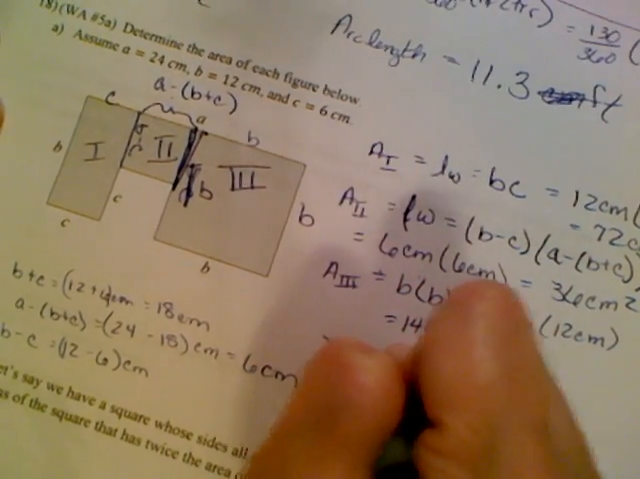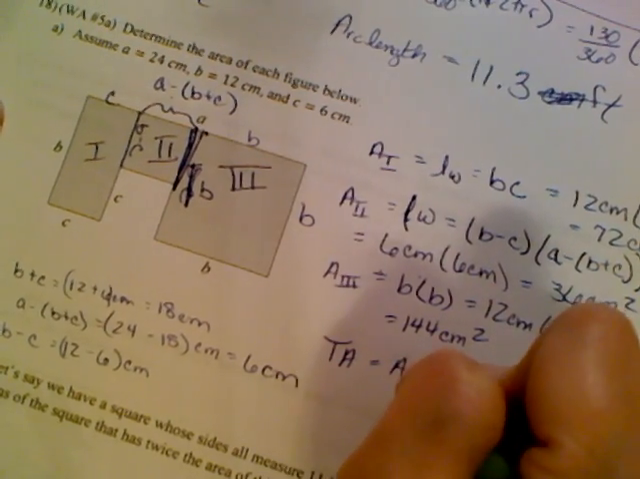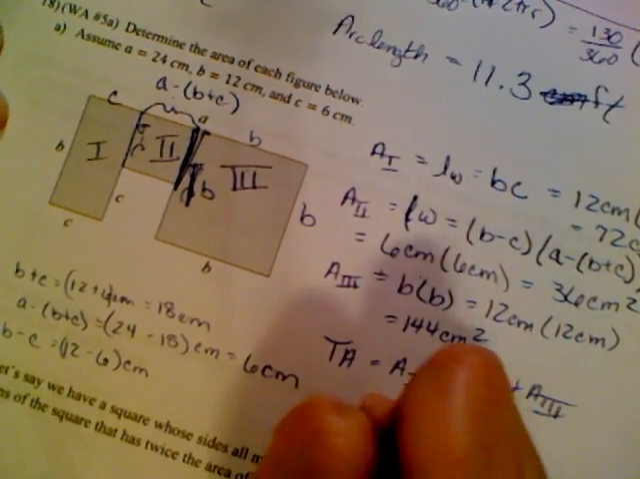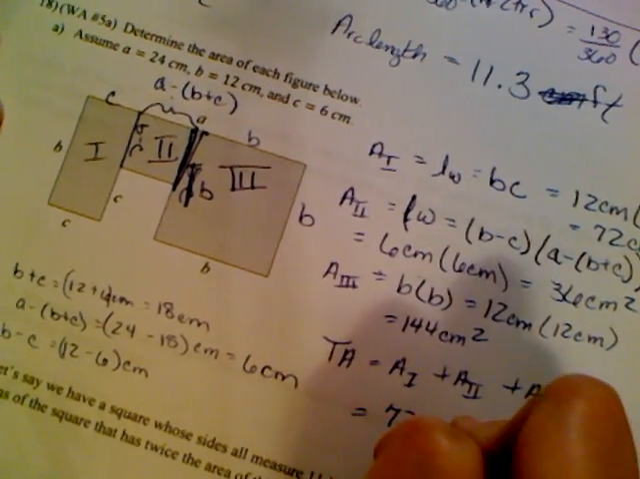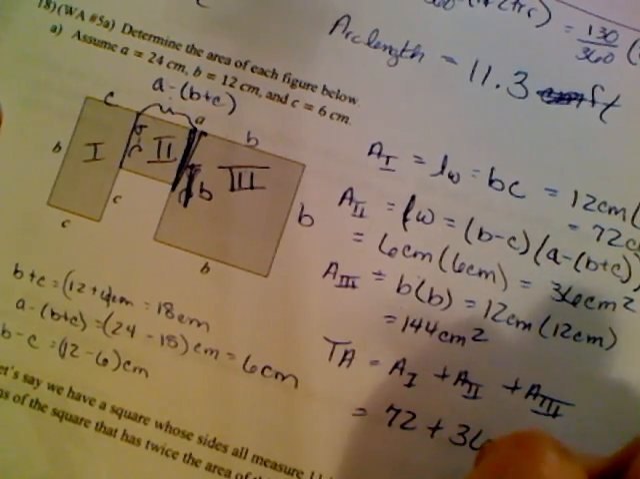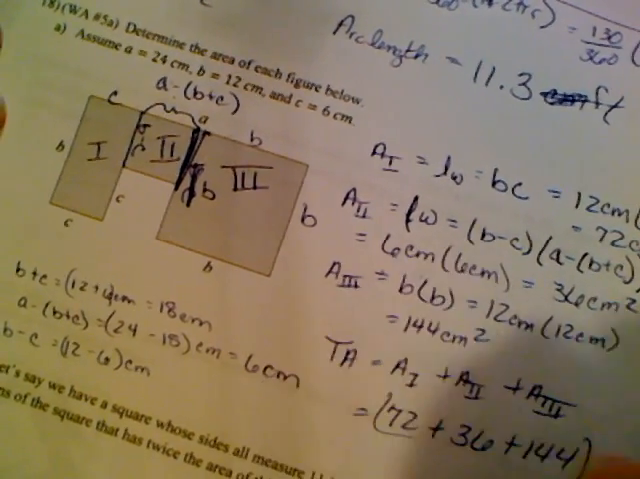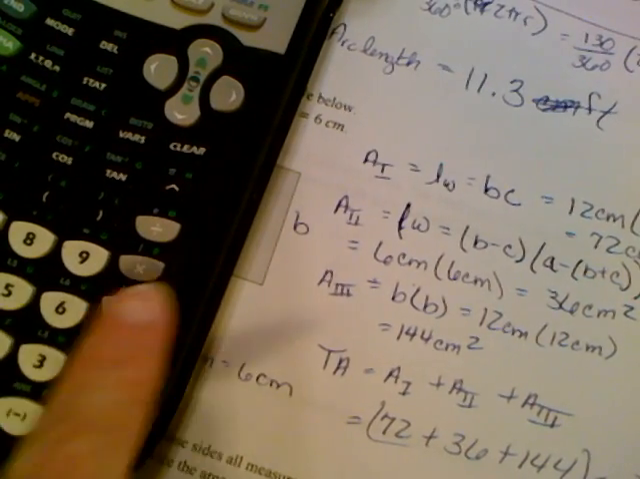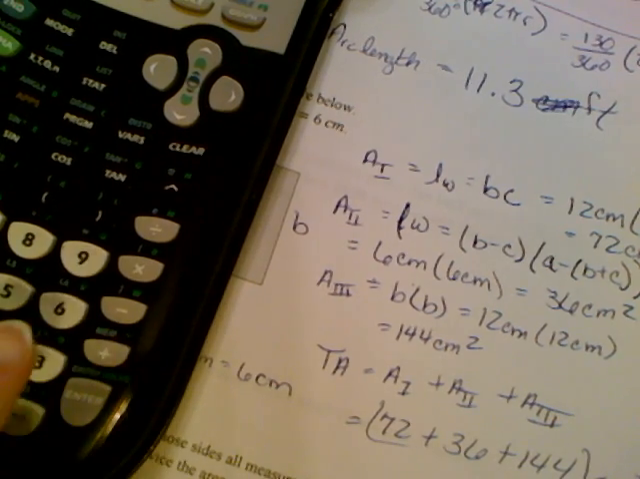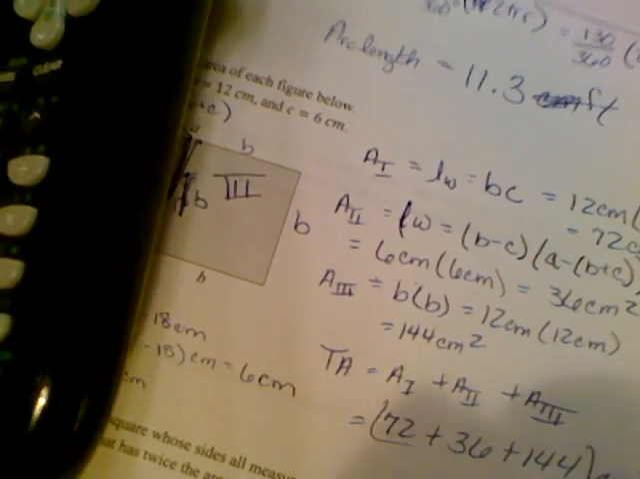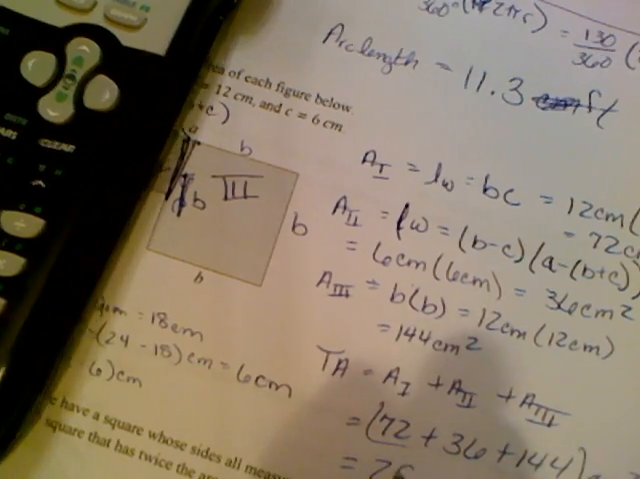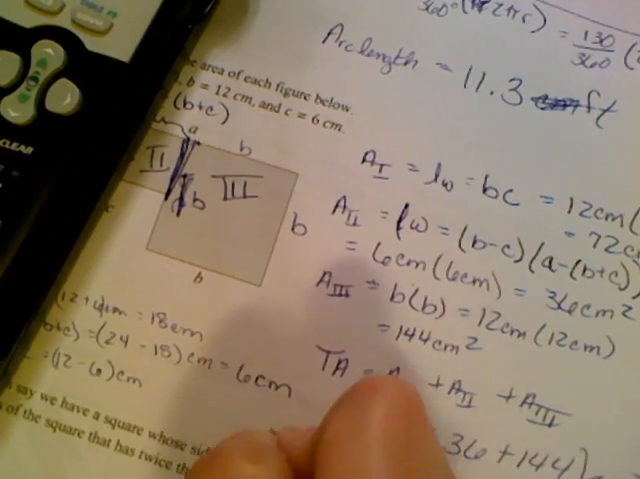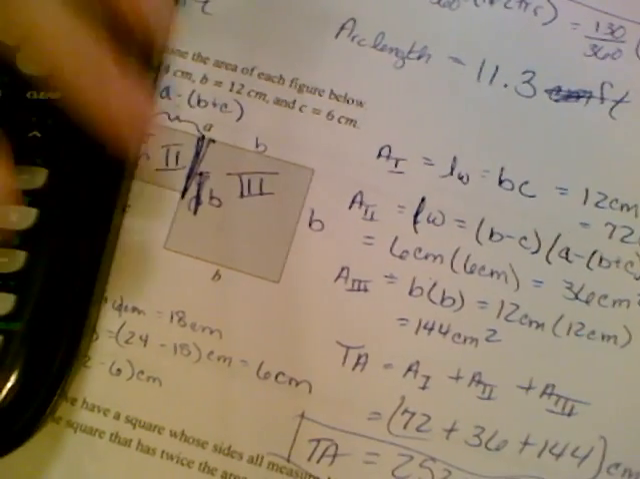So our total area is going to be area of 1 plus area of 2 plus area of 3, which equals 72 plus 36 plus 144 centimeters squared. So we get 72 plus 36 plus 144 gives us a total of 252 centimeters squared. And that is our total area of the shaded region.